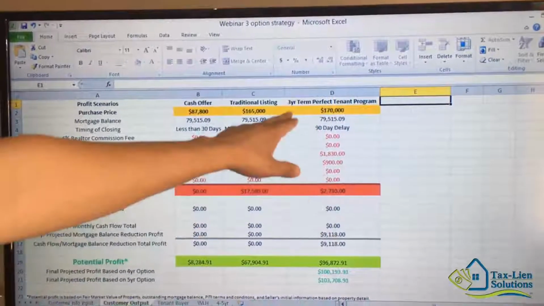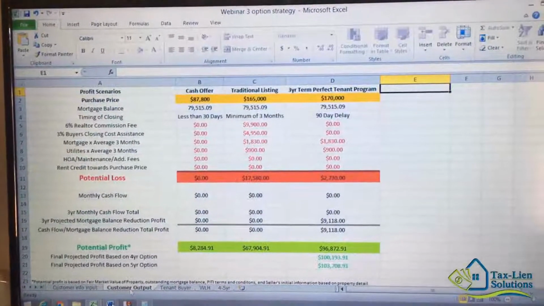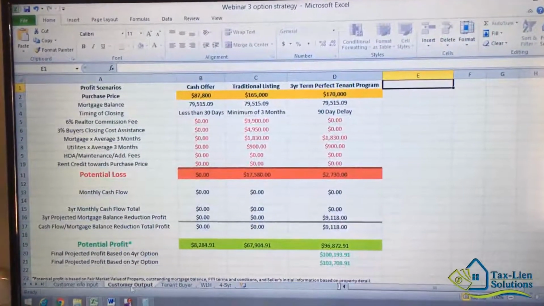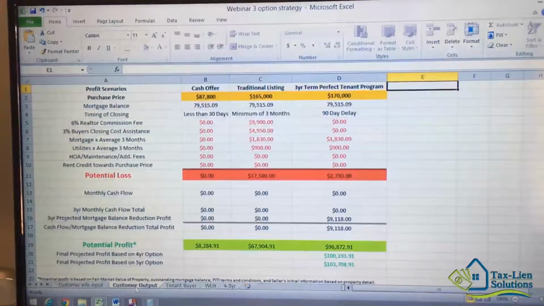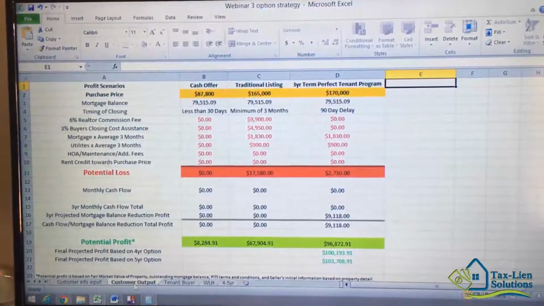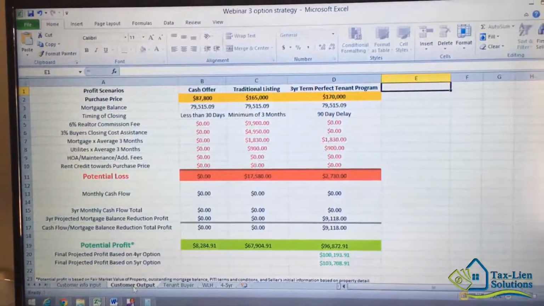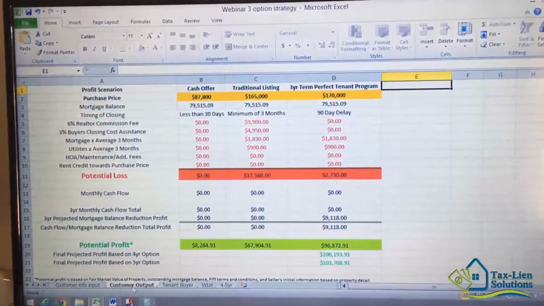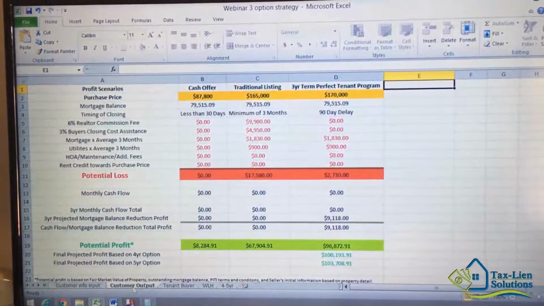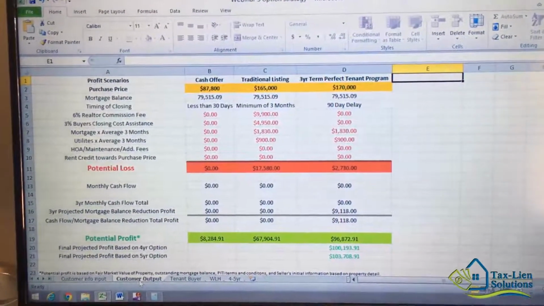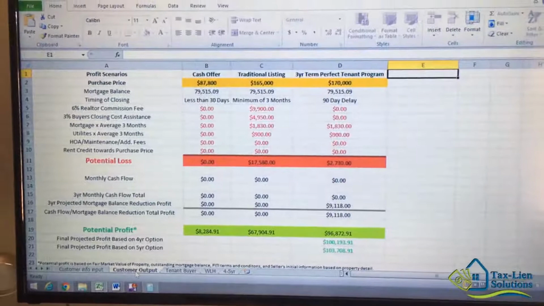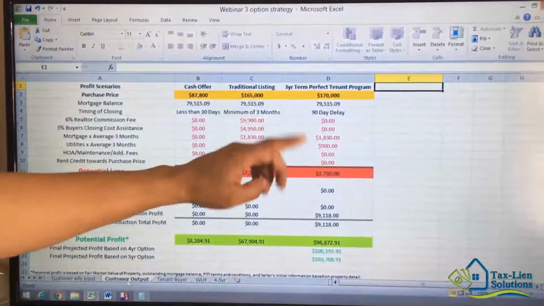Now here, I have it as a 3-year term, the perfect tenant program is what we call it. Now I realistically prefer a 5-year, but I did it on a 3-year because it depends. Some people need to cash out right away. Okay, but you're definitely going to make the most money on a 5-year. Both of you will, you and the client. So now I'm going to briefly explain this here.